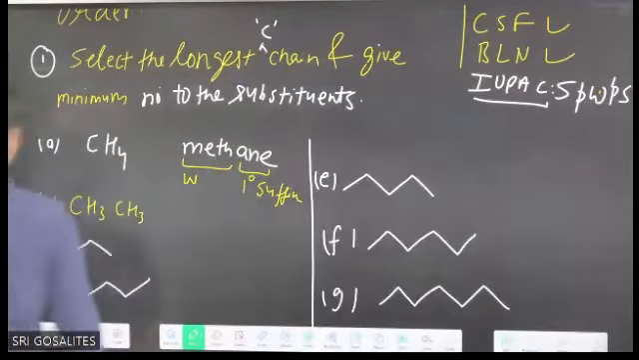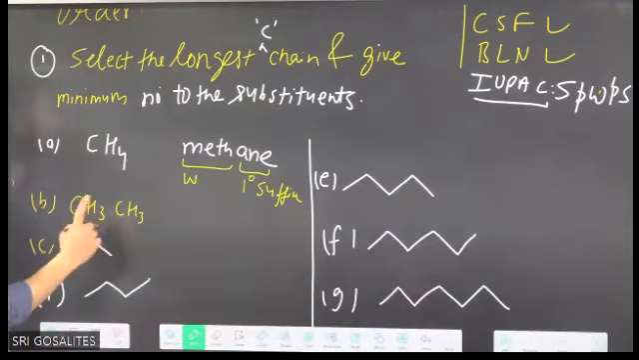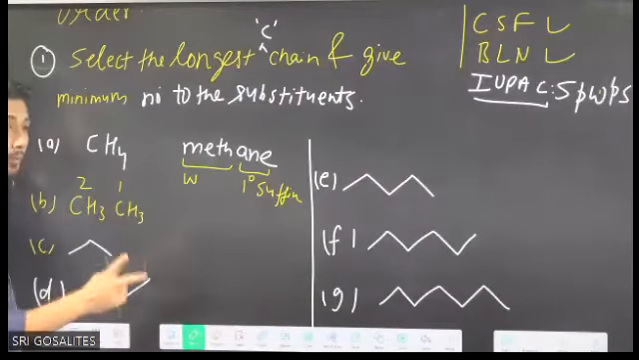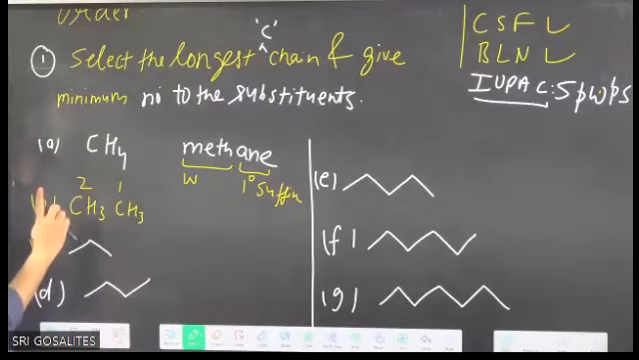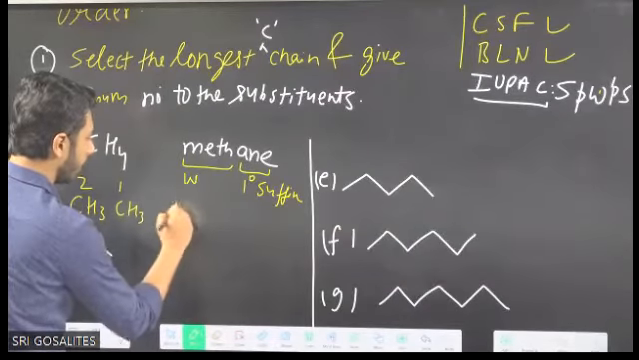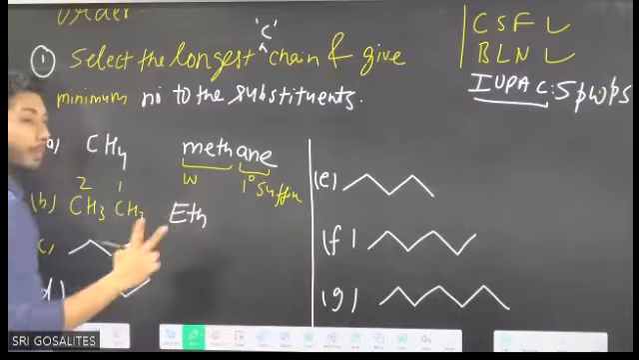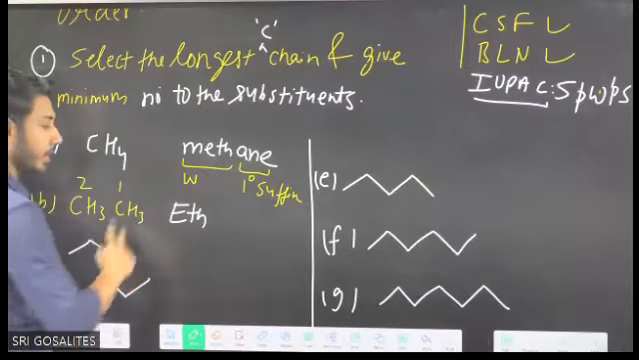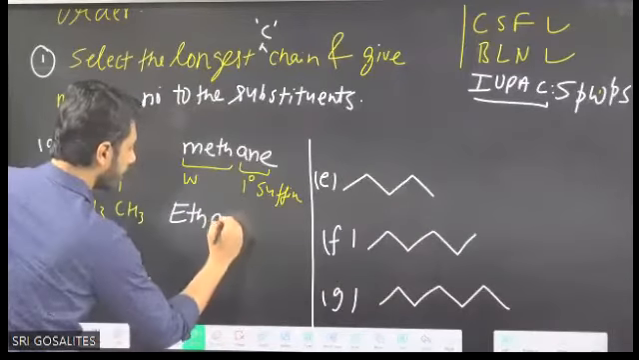Okay, second example. How many carbons you can select? Maximum 1, 2. Select the longest chain. Both the carbon atoms are in the main chain, right? No prefix, only root word is the starting point. Eth, 2 carbon means word root eth, then ane.